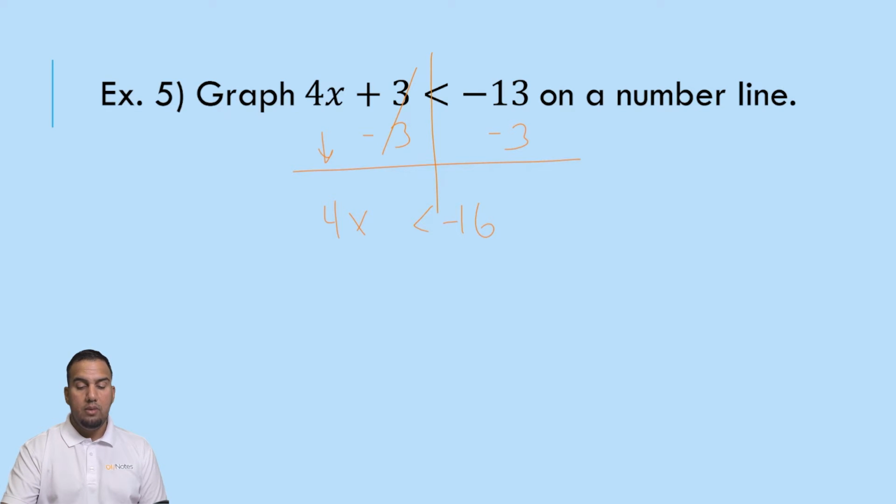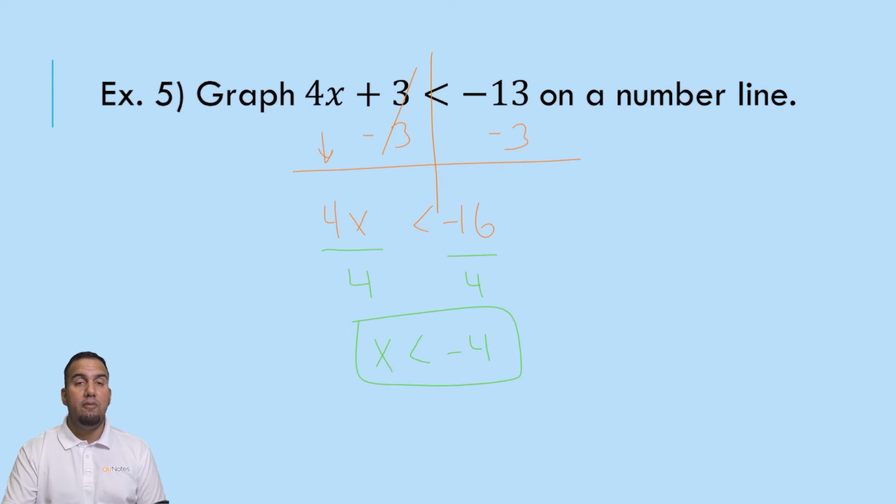Now I'm almost done. But my x isn't isolated. So I need to get it isolated. There's a 4 next to it. Wait, what does it mean when there's a 4 next to the x? It means it's multiplied. So what's the opposite of multiplication? It's division. So I'm going to divide both sides by 4. And I'm going to get x is less than negative 16 divided by 4, which is negative 4. And that's my final answer. Notice I didn't flip the inequality because I didn't divide by a negative. You only flip it if you divide or multiply by a negative, not if your answer happens to be negative, okay? So remember those little things.